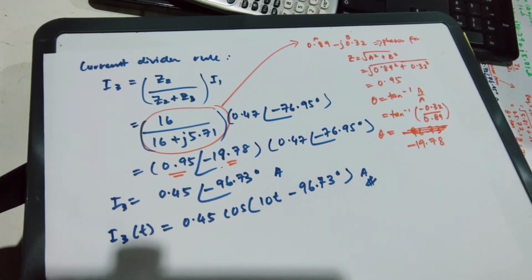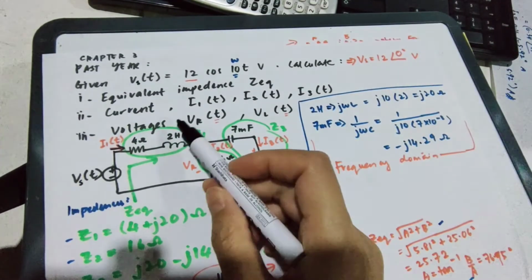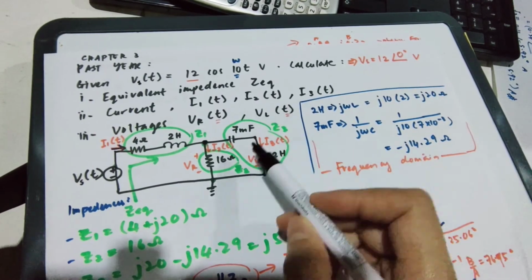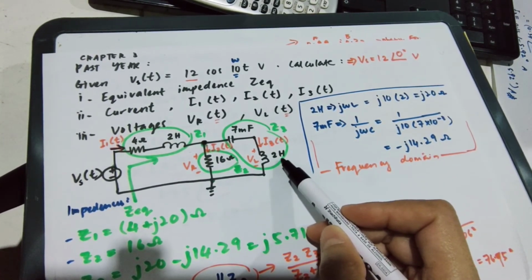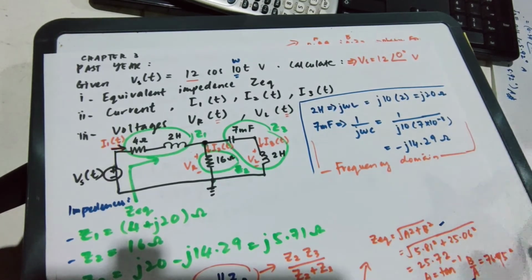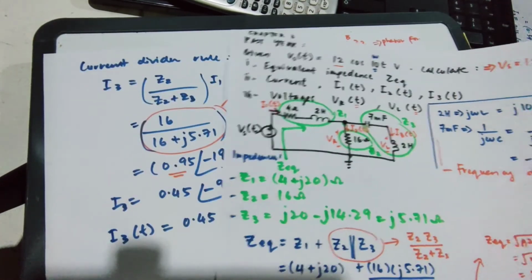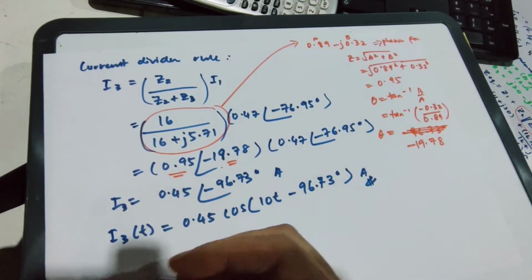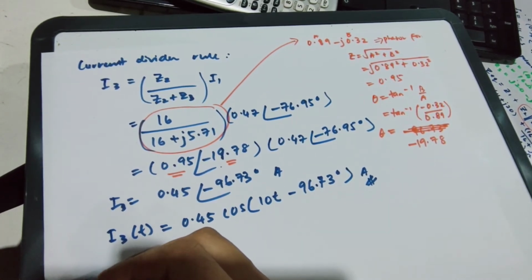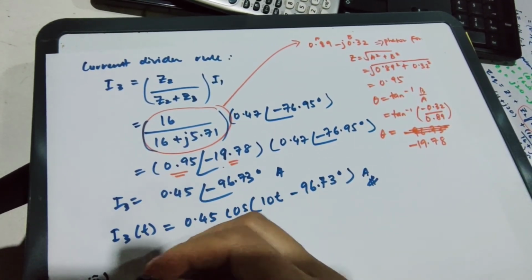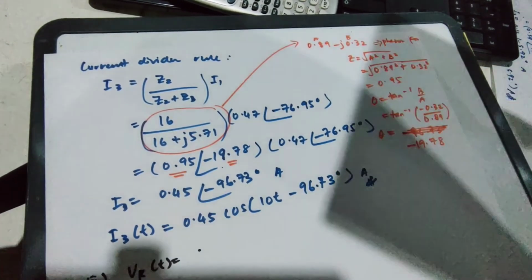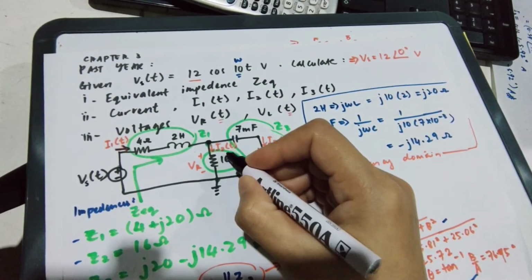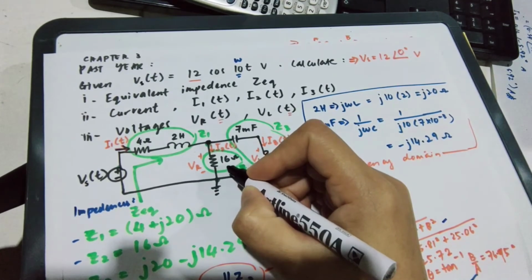Okay, let's go to the last question. The last question is asking you to find VRT and VLT. Here is VRT and here is VLT, dekat 2 Henry and VRT at 16 ohm. So we can simply use the Ohm's law here. So question 3, VRT using the Ohm's law. VRT is I2 times 16 ohm.